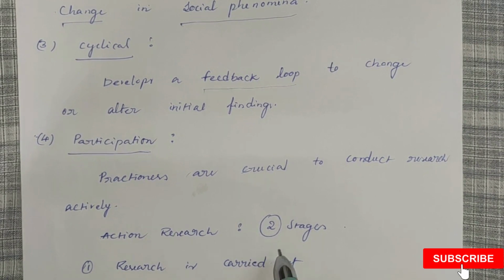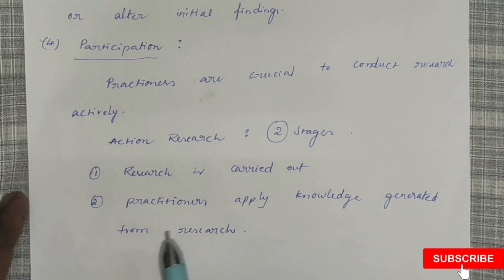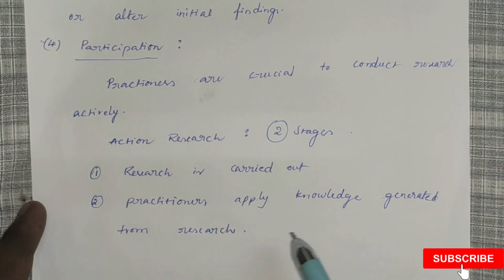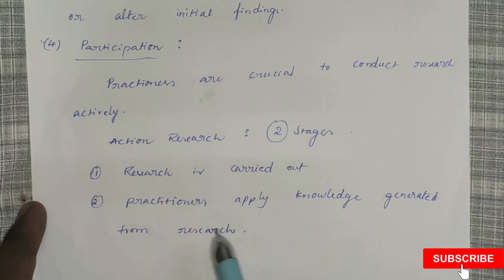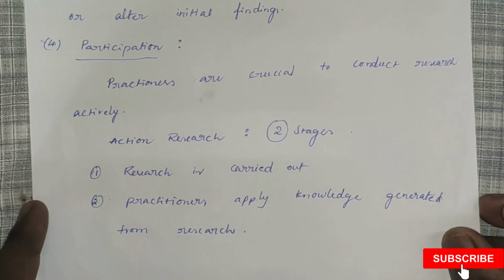Action research will be conducted in two stages. In the first stage the research is carried out, and in the second stage practitioners apply the knowledge generated from research. This is how participatory action research works out.